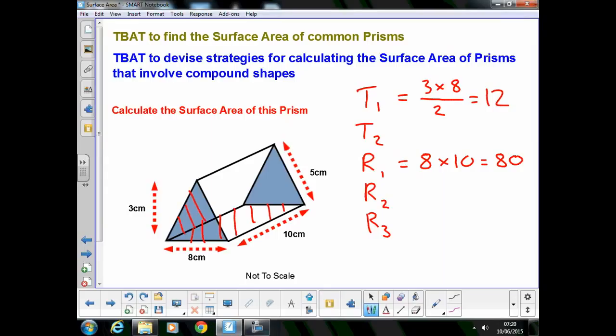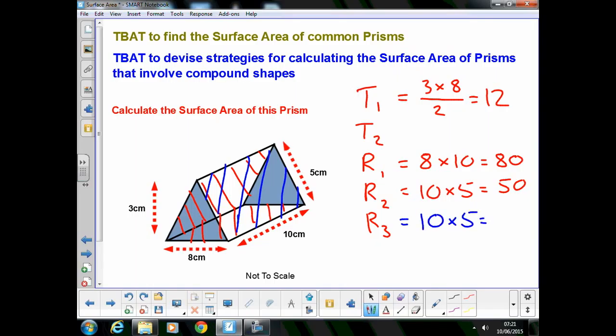Far side is another rectangle which is 5 centimetres by 10 centimetres. As this is an isosceles triangle, the front face there is also the same. And finally, the back triangle is the same as the front, so it equals 12.